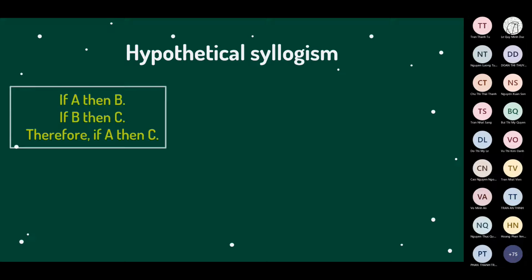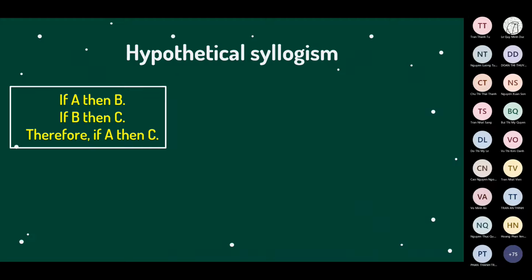So the next part is where I use the hypothetical syllogism argument. Our group shows the formula: if A then B, and if B then C, so the conclusion is if A then C.